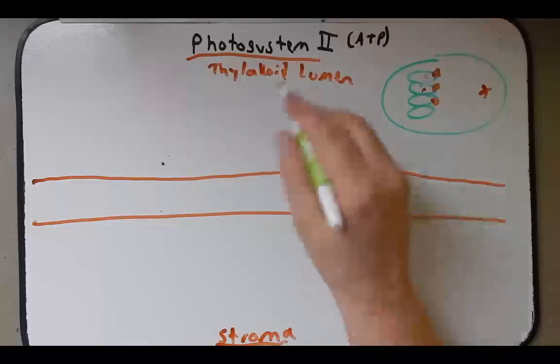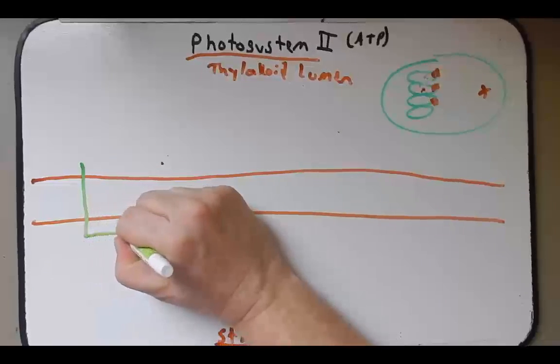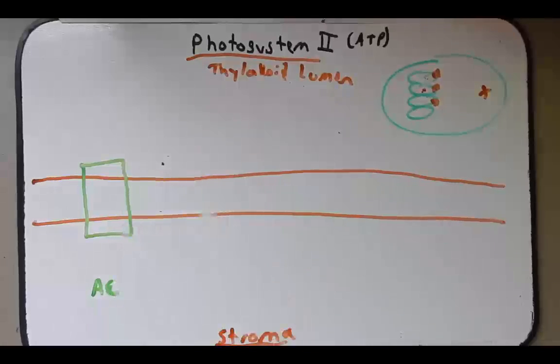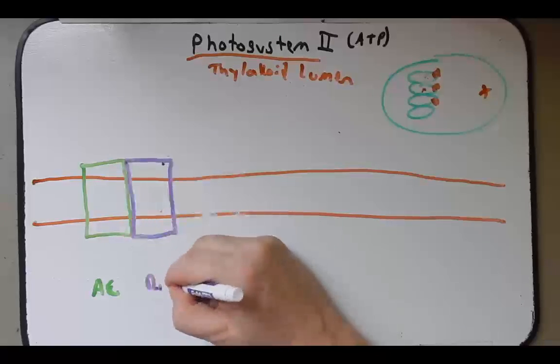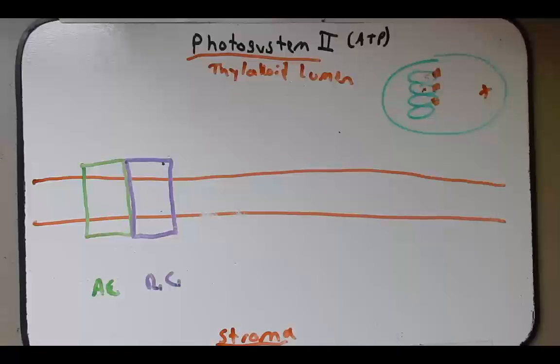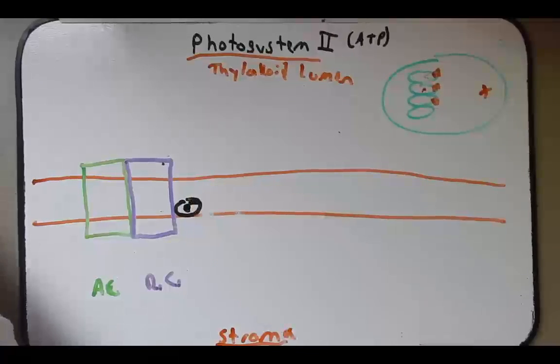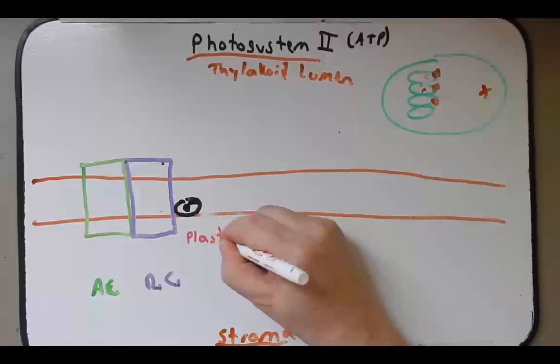So the Photosystem II that we want to describe will look very similar to what we saw on the last whiteboard, where we have our antenna complex. And again, you could have several of these, but I'm just drawing one. And it's going to be partnered up with a reaction center, RC for reaction center. And then we have this electron carrier. And more specifically, this electron carrier is going to be called plastoquinone.